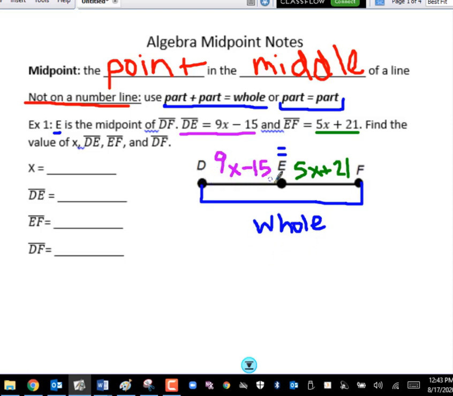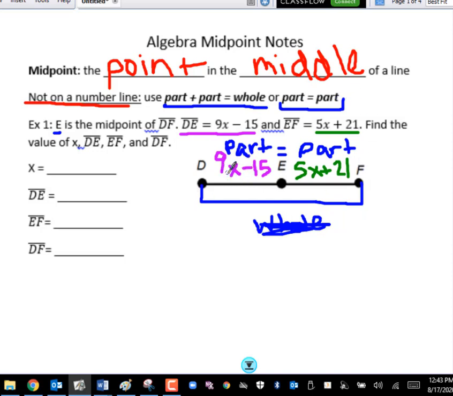I'm looking at 9x minus 15. Is this a part or a whole? Well, I know that's a part because it's only half of the line. So I'm going to label that a part. And 5x plus 21, is that a part or a whole? Well, it's only half the line. So that's also a part. Since I don't know the whole, I have to do part equals part. They gave me 2 parts, and I know that both of those sides are supposed to be equal. So I'm going to be doing a part equals part equation.